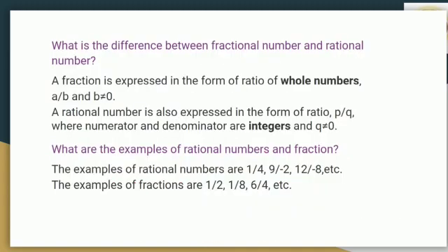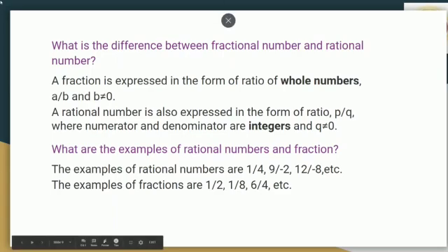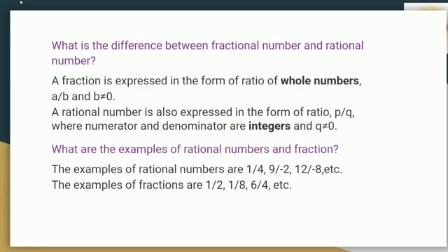So what's the difference between a fractional number and a rational number? A fraction is expressed in the form of a ratio of whole numbers. That means in a fraction, the numbers a and b are both whole numbers and the value of b is not equal to 0. Whereas a rational number is also expressed in the form of a ratio as p by q, where the numerator and denominator are integers and the denominator q is not equal to 0.